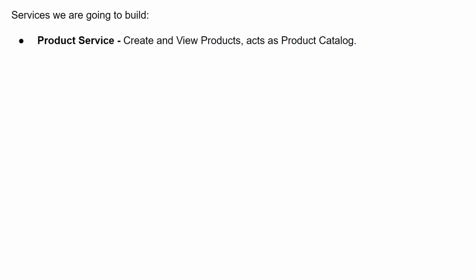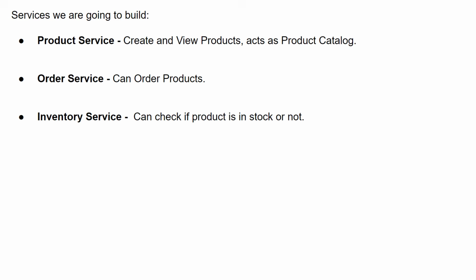So the first service we're going to build is going to be a product service. This service provides us an API to create and view products in our application, and it also acts like a product catalog where we can view all the products inside our application. The next service is going to be an order service where we can order the products which are available in the app, and after that we are also going to have an inventory service where the order service can check if the product is in stock or not before submitting the order.